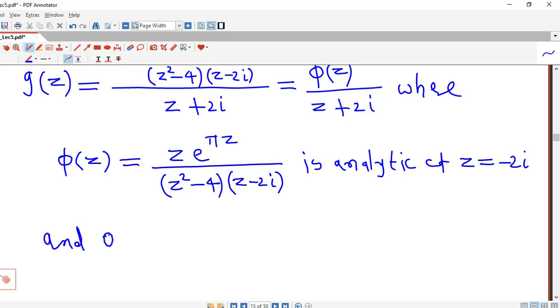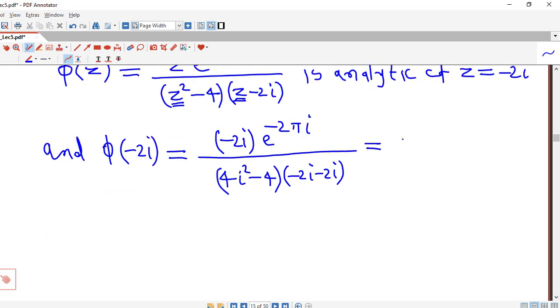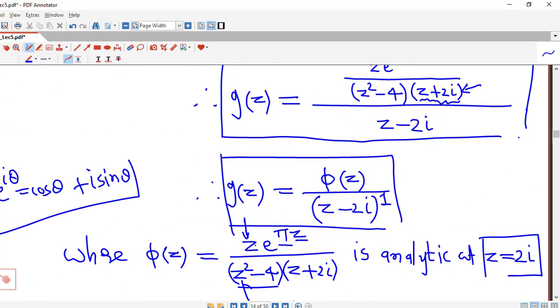And phi of minus 2i equals, we substitute z equal to minus 2i everywhere. Here e raised to minus 2 pi i, minus 2i square, that is 4i square minus 4, times minus 2i minus 2i. So we substitute z equal to minus 2i everywhere in this phi function. Now this we can again rewrite as minus 2i as it is. Here we have cos 2 pi minus i sin 2 pi. Again we are using Euler's identity: e raised to i theta is cos theta plus i sin theta, and e raised to minus i theta is cos theta minus i sin theta.